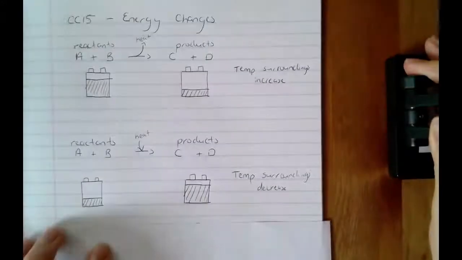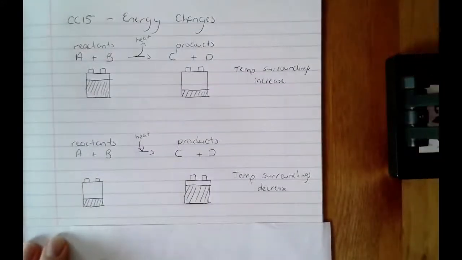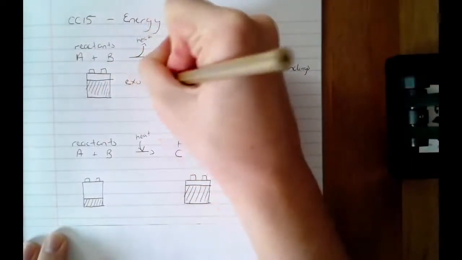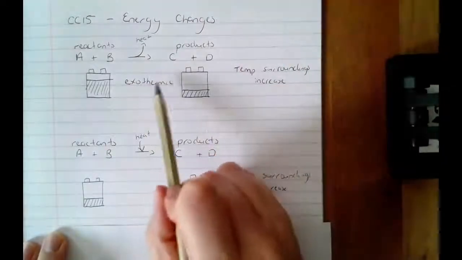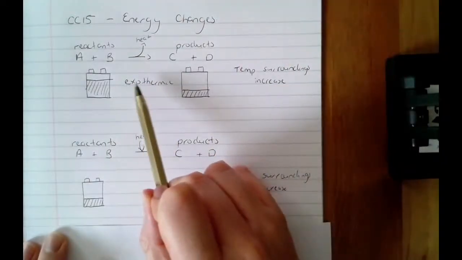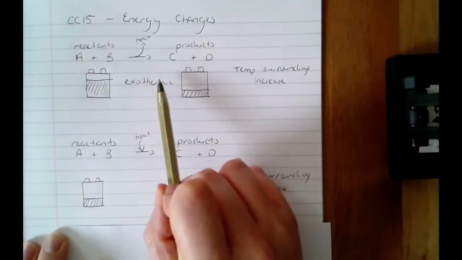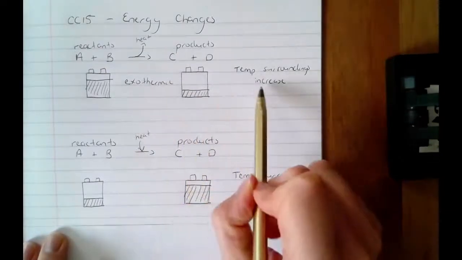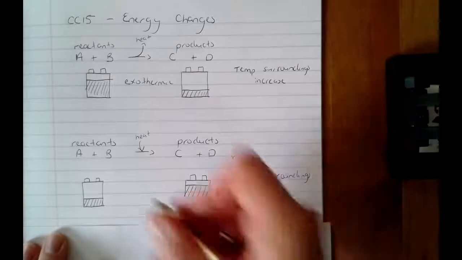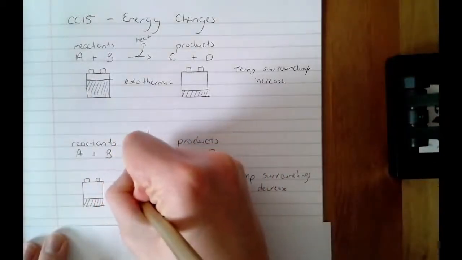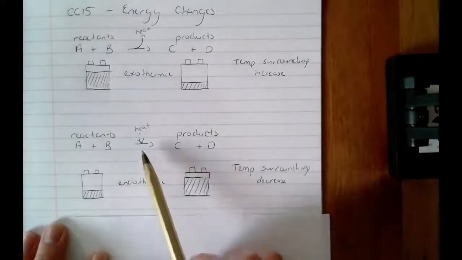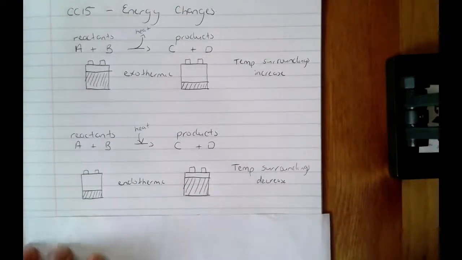The reaction that I've got on the top, the reaction that released energy to the surroundings, is called an exothermic reaction. You can remember it as thermic is heat and exo is like exit. So the heat is exiting the reaction because the products have less energy than the reactants. The temperature of the surroundings will increase. And the opposite of exothermic is endothermic. The heat is entering the reaction, it's being absorbed from the surroundings, and the temperature of the surroundings is going to cool down.